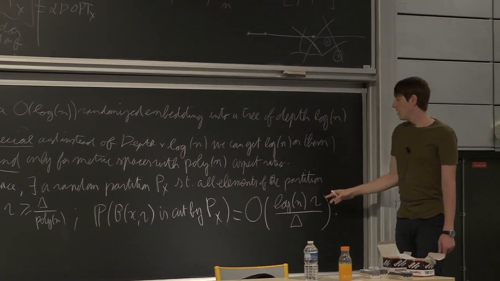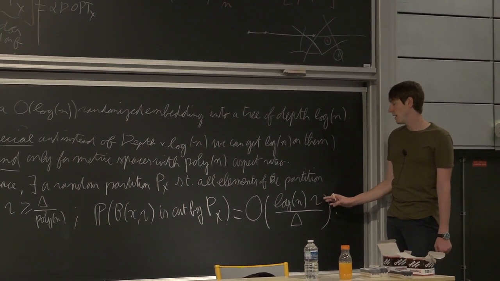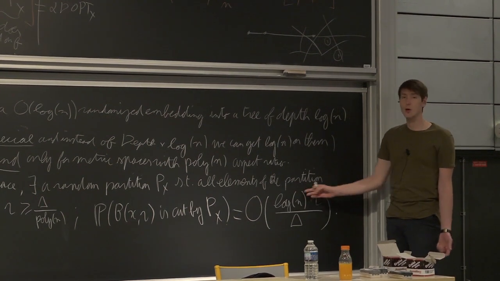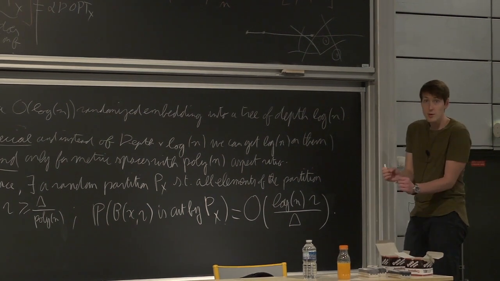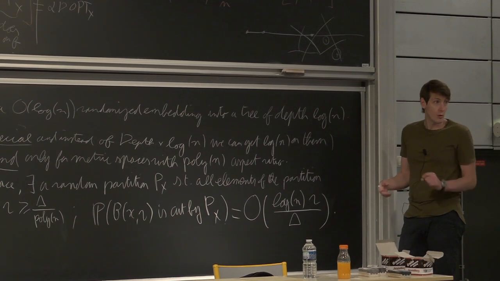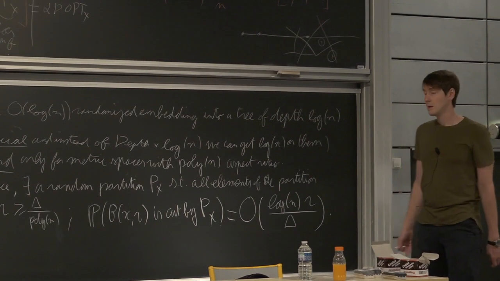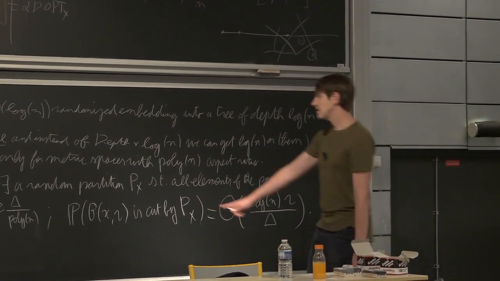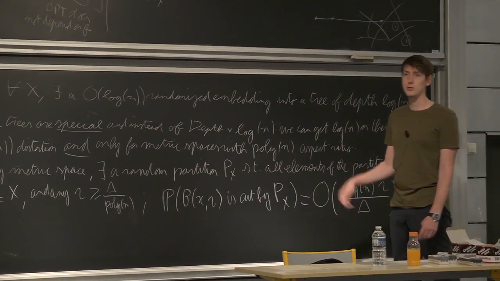How small? Well, provided that the scale is smallish compared to delta, smaller than delta over log n, then it's of the order of the scale. So for very tiny balls, the probability that they are cut is very tiny. Yes, please. Greater than delta over poly n. Yeah, so like delta over n to the 100.